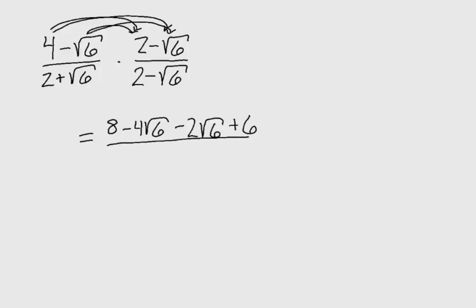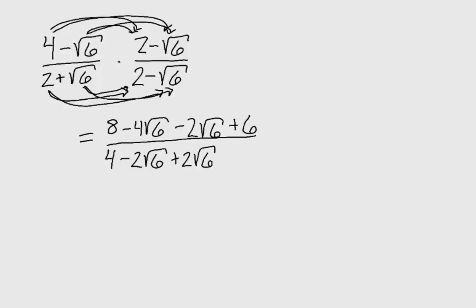In the denominator, we will also distribute. 2 times 2 gives me 4. 2 times negative square root of 6 gives me minus 2 on the square root of 6. Square root of 6 times positive 2 gives me plus 2 on the square root of 6. Square root of 6 times negative square root of 6 gives me minus 6.